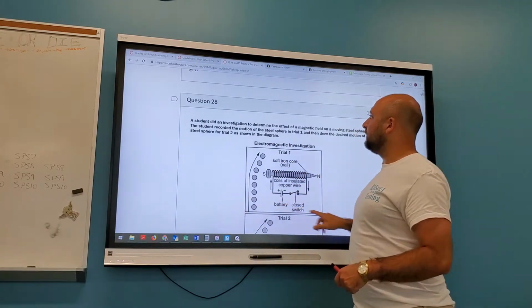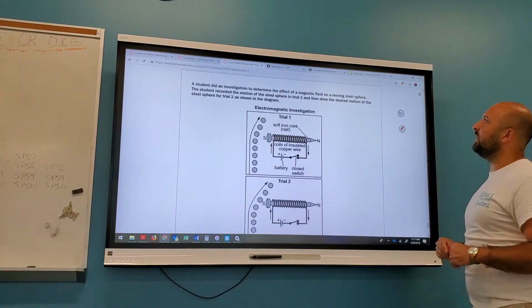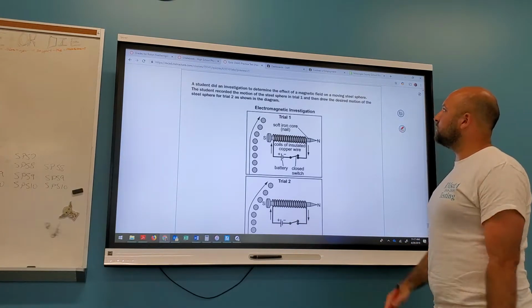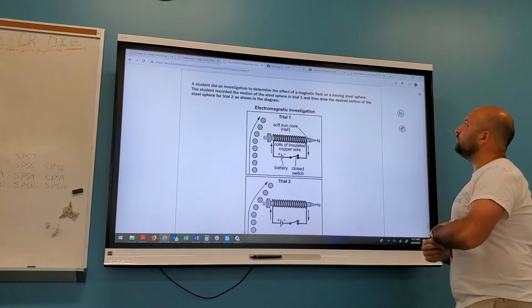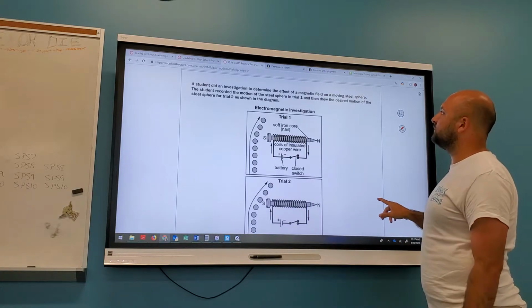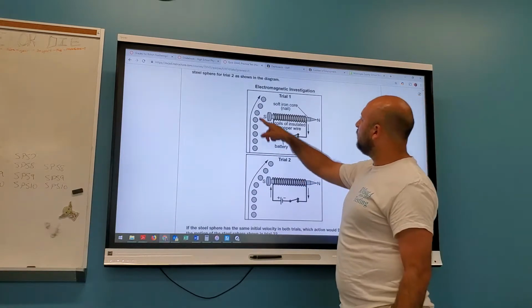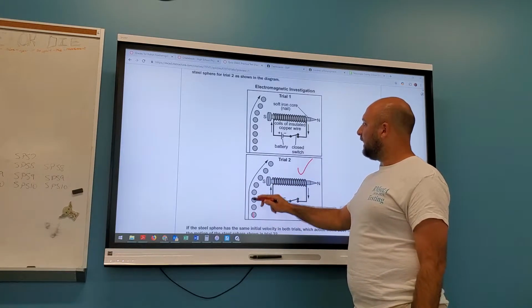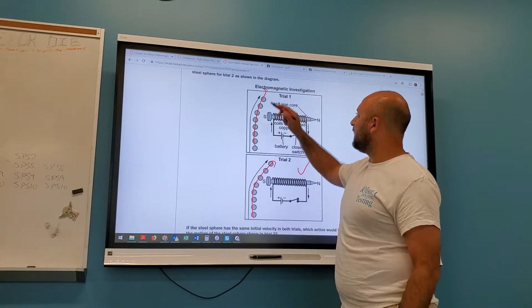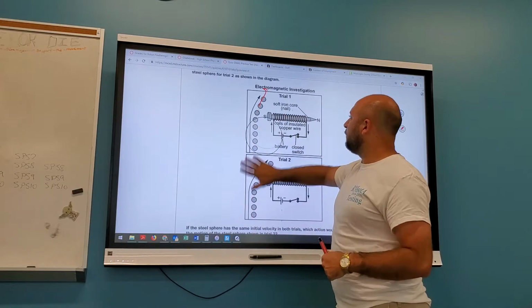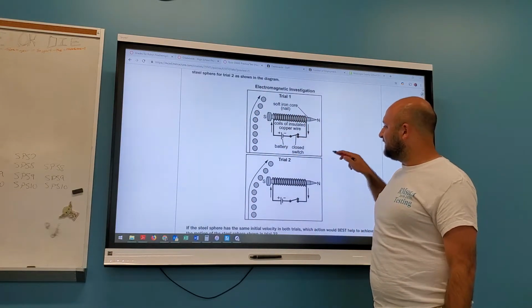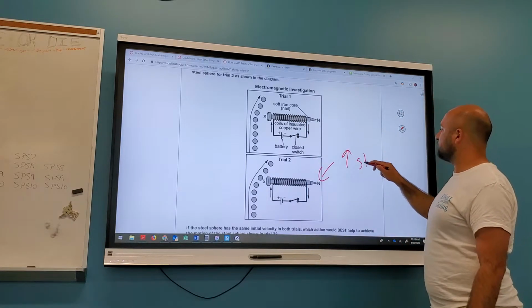All right, question 28. A student did an investigation to determine the effect of a magnetic field on a moving steel sphere. The student recorded the motion of the steel sphere on trial 1 and then drew the desired motion for trial 2. So we got trial 1 and then trial 2. Desired motion. This is what they want. And if you look here, we get more of a curve than that one. So therefore, if I'm getting more of a curve, that means I'm getting more of a magnetic field, which means this one must be stronger.